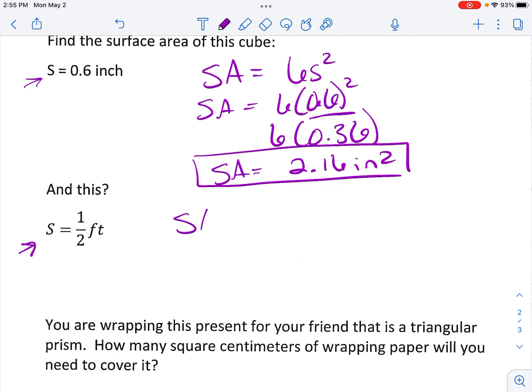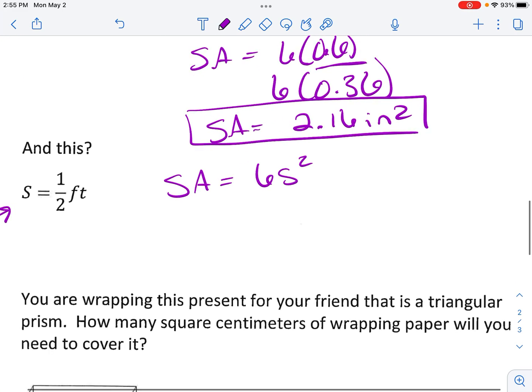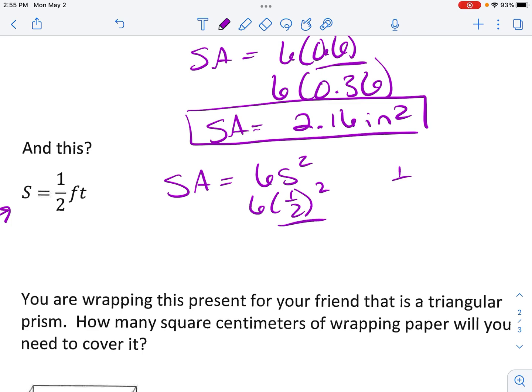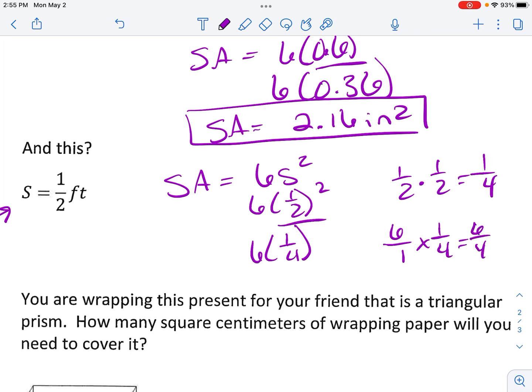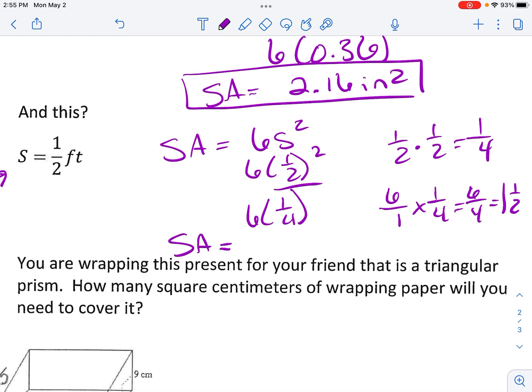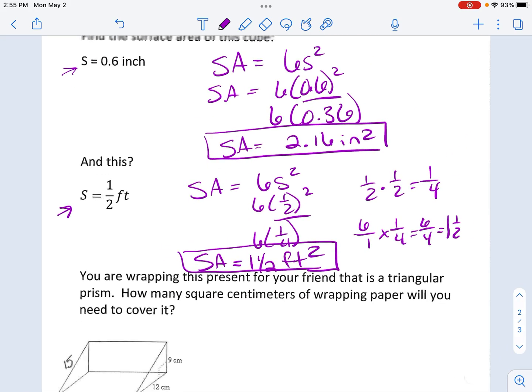And then this one down here, same thing, 6 times side squared. You could do 0.5 if you wanted to, or you could do fractions. If you want to leave it as a fraction, I can show you what that would look like. 1/2 squared is 1/2 times 1/2, which is 1/4. And then 6 times 1/4 is 6/4, or 1 2/4, which is 1 1/2. So surface area is 1 1/2, or if you did decimals, 1.5 feet squared. It would be the surface area of that cube.